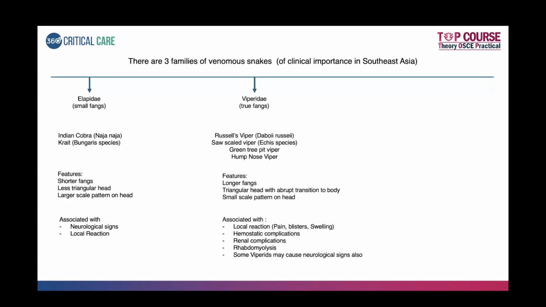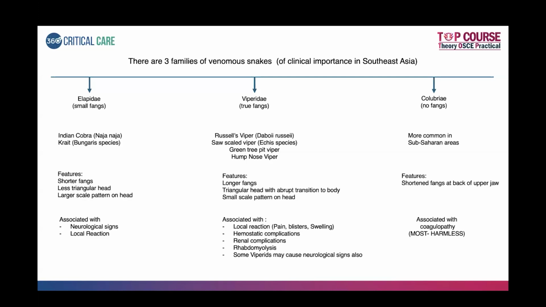Then you have Viperidae. That is, they contain the true fangs. Under them, we have the Russell's viper, the saw-scale viper, the green tree pit viper, and the hump-nosed viper. The features here are the opposite of the elapids. They have longer fangs, a triangular head with an abrupt transition to the body, and a small scale pattern on the head. These are usually associated with local reactions, hemostatic complications, renal complications, rhabdomyolysis, and some vipers can cause neurological manifestations also.